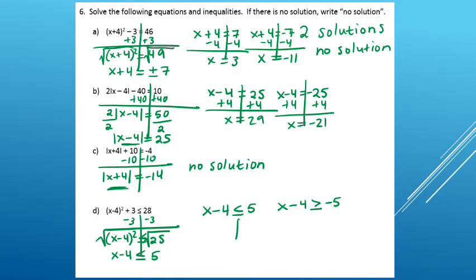And so now we're going to go ahead and continue solving through. So I'm going to add 4 to each side. So x could be less than or equal to 9. And on the other side, I'm going to add 4. x could be greater than or equal to negative 1. So again, I can test those out as well. I could take a number that's less than 9, for example, or equal to 9, and plug it in and see if it makes my statement true. I could also take a number that's greater than negative 1 and see if that makes it true.